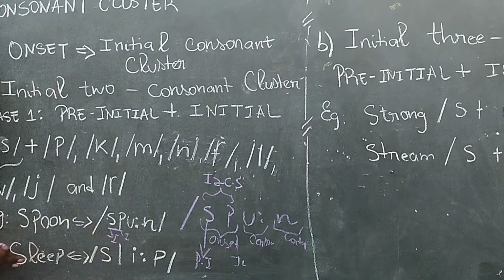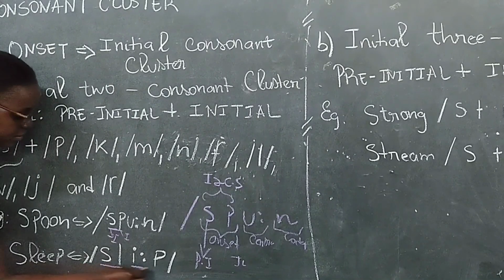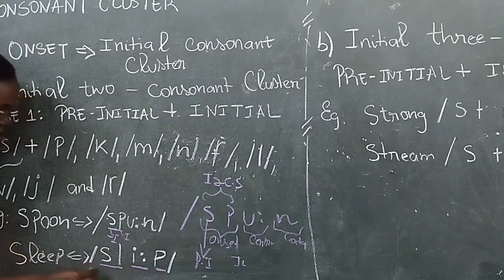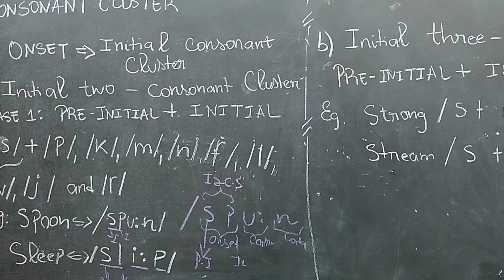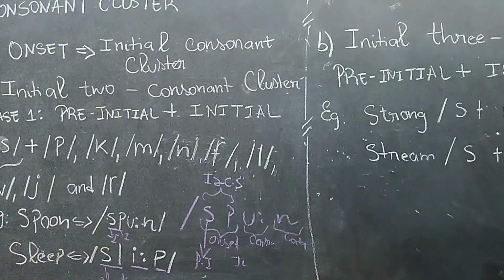So it's another example of a pre-initial plus initial consonant cluster, where we have here the onset, this is the center, and this is our CODA. In this onset, this S is going to be what? Yes, pre-initial, and La is going to be what? The initial consonant cluster. Everything clear? Great. Let's move on to another situation or other case.